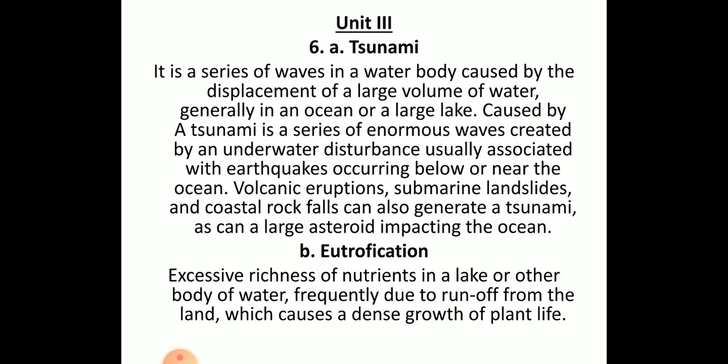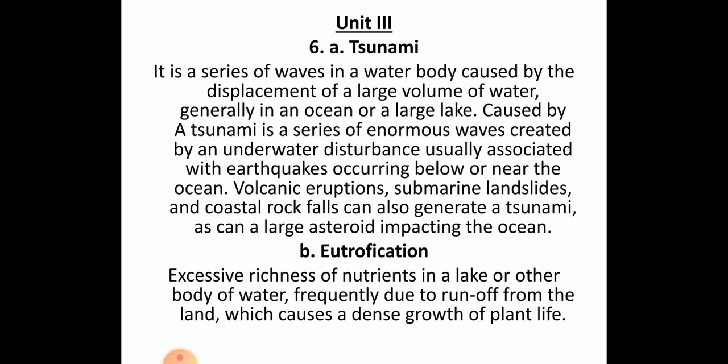Coming to unit 3, you have tsunami. It is nothing but a disturbance in wave pattern that causes waves in the sea or ocean. There may be a volcanic eruption, submarine landslides, or coastal rock falling, and due to that a tsunami will occur. So what happens at that time? A large volume of water is usually displaced from one region to another region.